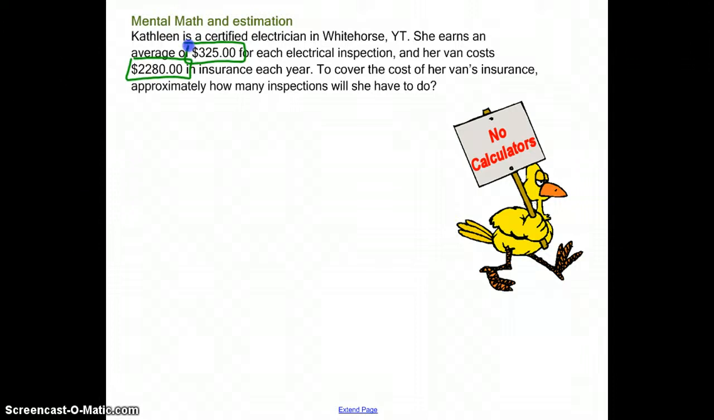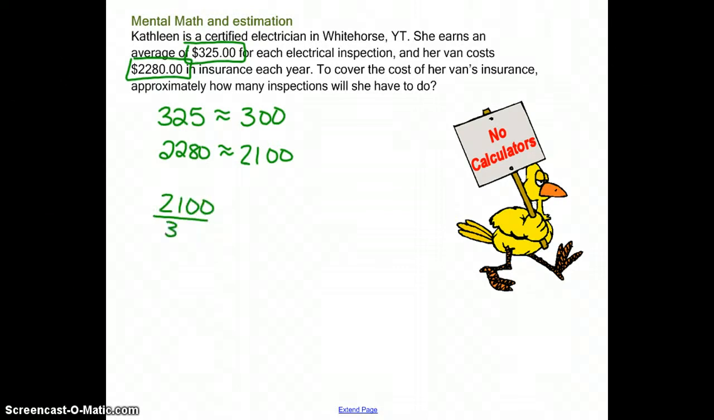So what can we round these numbers off to? If we round these off, 325 rounds to about 300, 2,280 rounds to about 2,100. Note that I rounded both of them down to try to keep our results more accurate. Now to figure out how many she has to do, 2,100 divided by 300 equals 7. So she needs to do about 7 inspections.